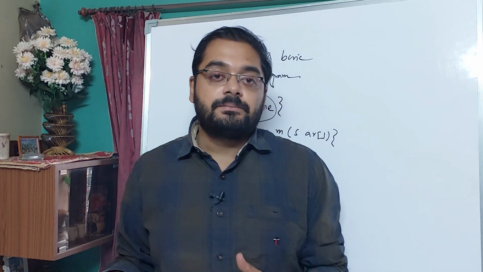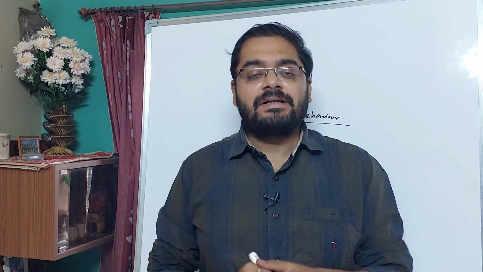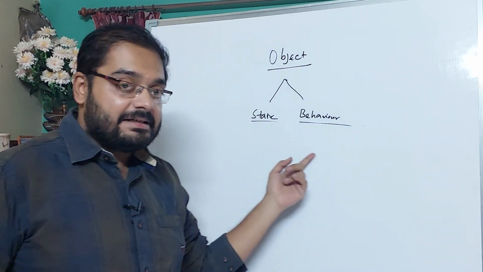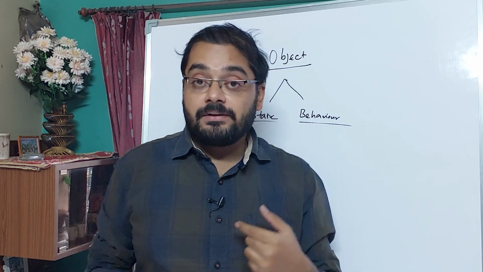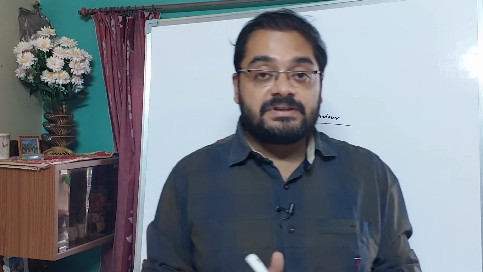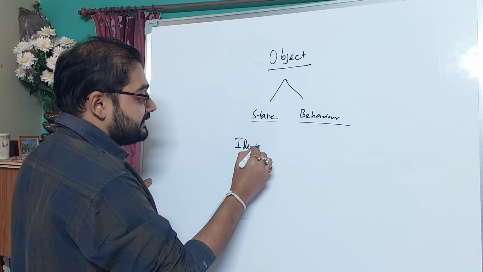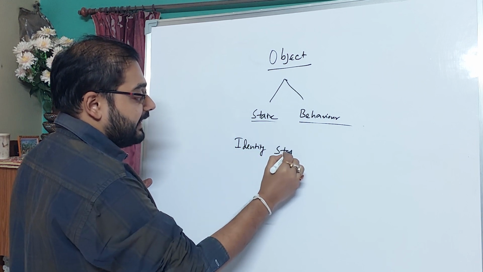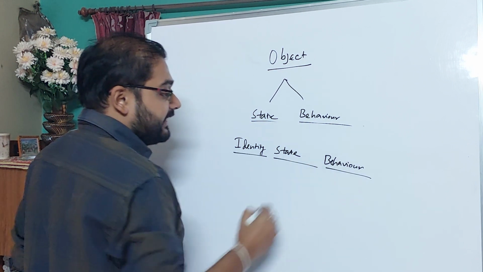Then comes the object. What is an object? In the previous video, I discussed the definition of the object. Object is a real world entity. In the object, there are two terms, the first one is state and the second one is behavior. Object is a real world entity, and here are the state and behavior also. So what is an example of an object? Here we can write the first term, that is identity, the second one is state, and the third one is behavior. So identity, state and behavior.